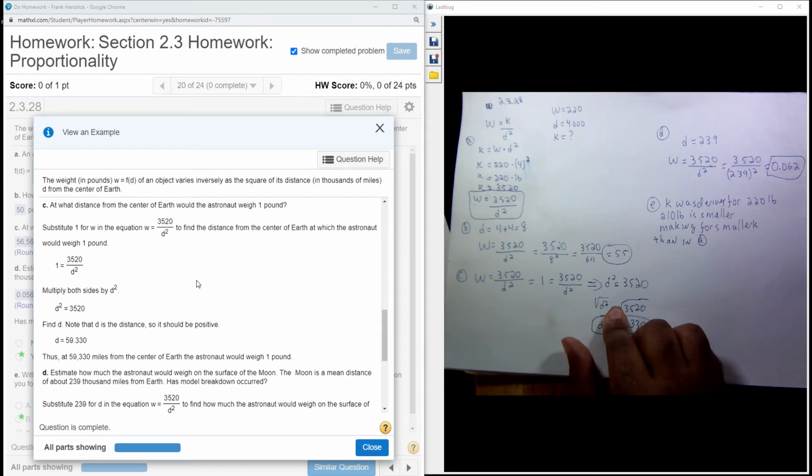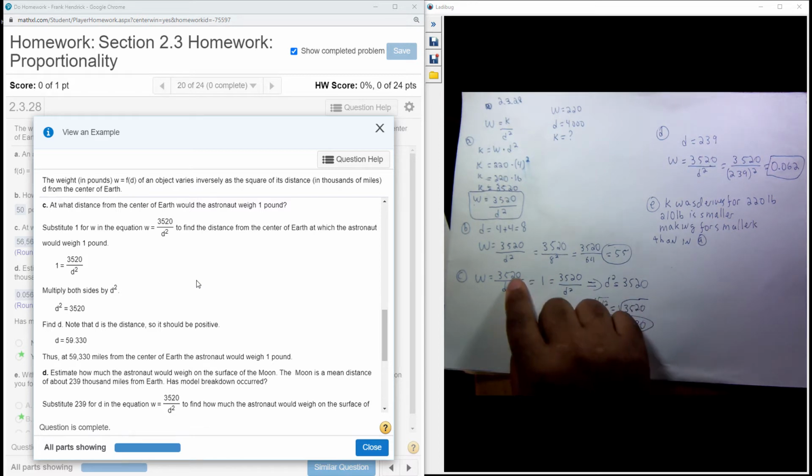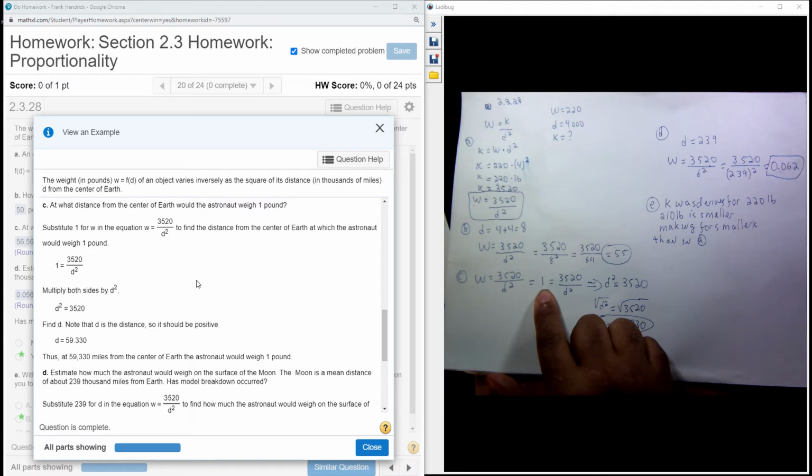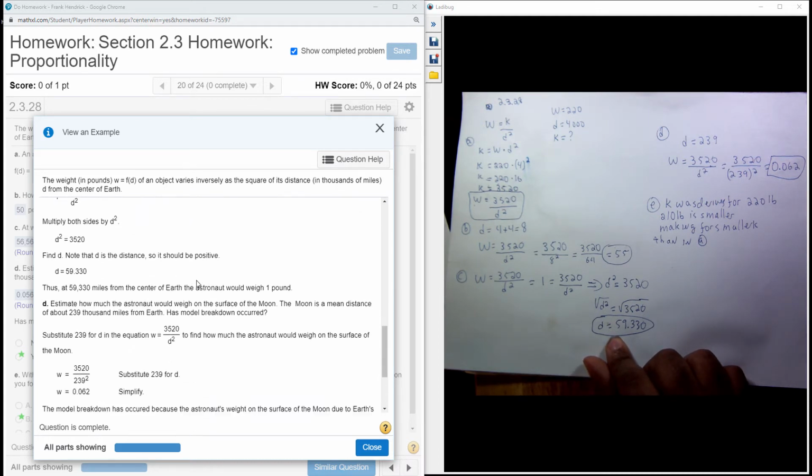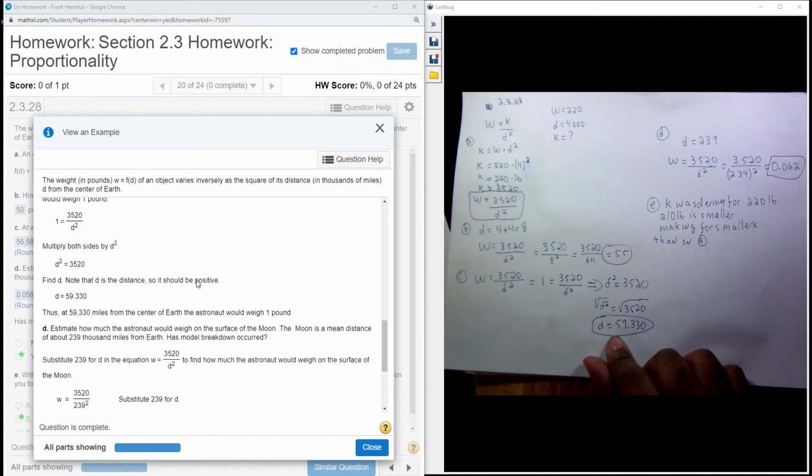At what distance from the center of the Earth would the astronaut weigh 1 pound? So for that, in that case here for C, we set the W equal to 1, and we solve for D. So I get my equation for D here. D squared is equal to 3520. Then I take the square root of both sides, and I find what my D happens to be. So in this case here, D is equal to 59.33. But keep in mind, this actually represents thousands of miles. So the actual value is going to be 59,000.